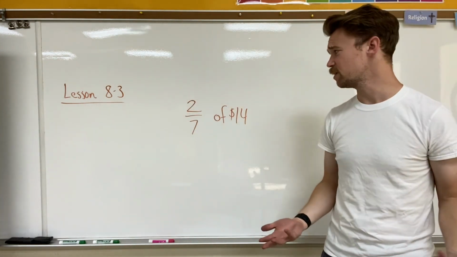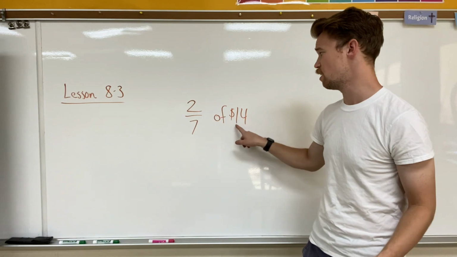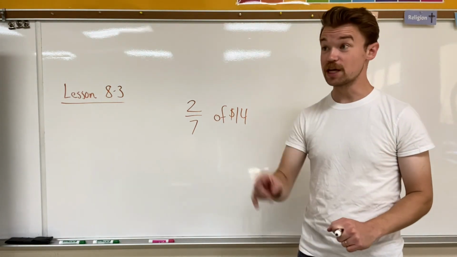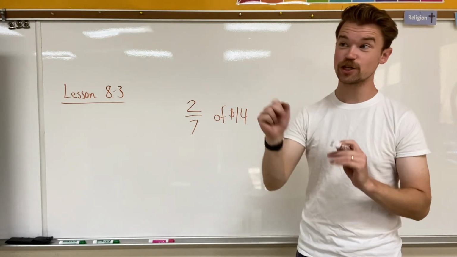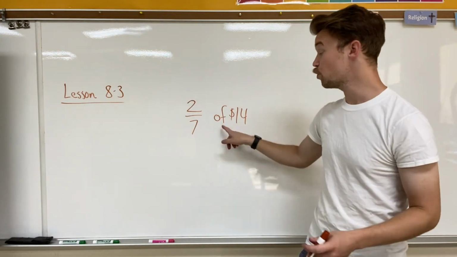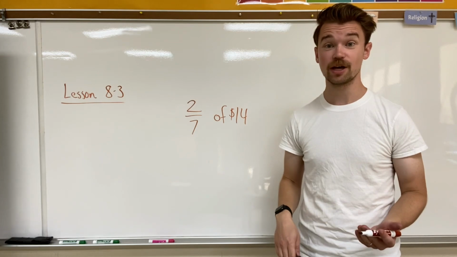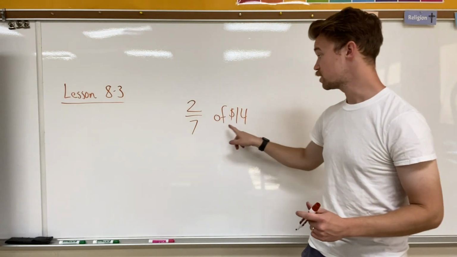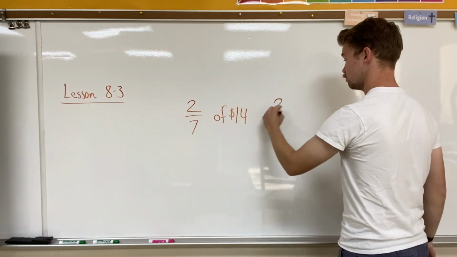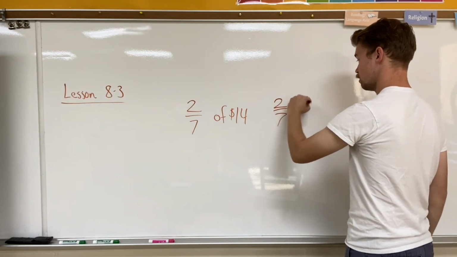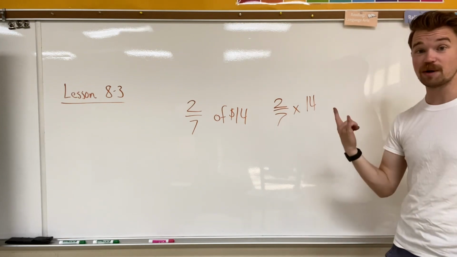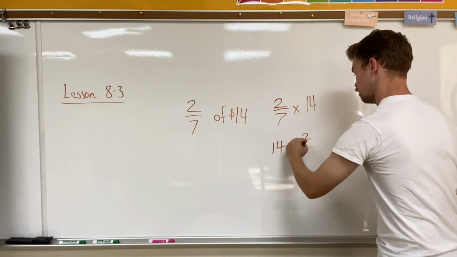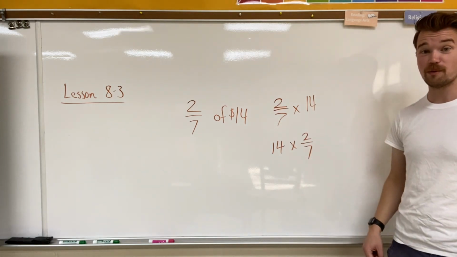Now what if I have a problem that looks like this? 2/7 of 14. Or in this case, it's $14. If you take a look at the multiplication section of our bulletin board over there, you'll see that the word of is associated with the functionality of multiplication. So I have 2/7 times 14. And because the commutative property says that I can flip them around, that looks a little bit more familiar with what we're working with.